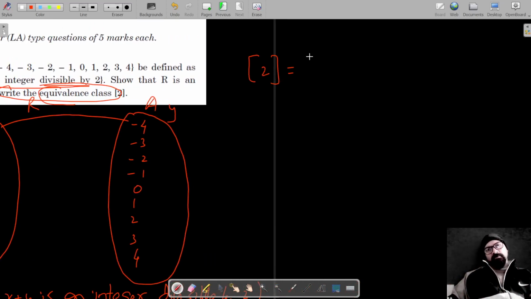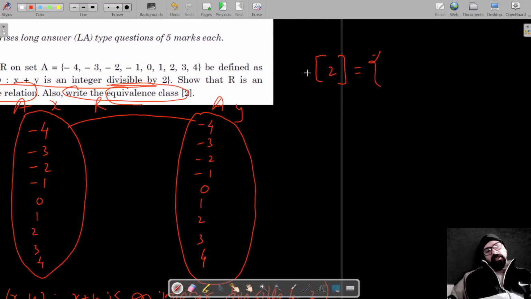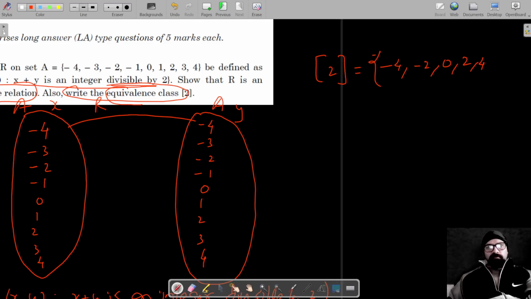So we have to find all the elements which when added to 2 give us an integer which is divisible by 2. So 2 plus negative 4 is negative 2, which is divisible by 2. Then negative 2, and 0, and then 2, and then 4. So this is the equivalence class for the set, which is negative 4, negative 2, 0, 2, 4. This is the equivalence class.